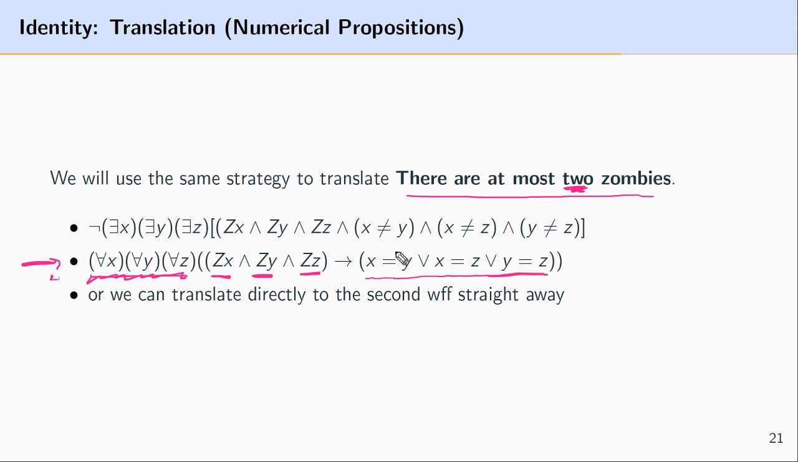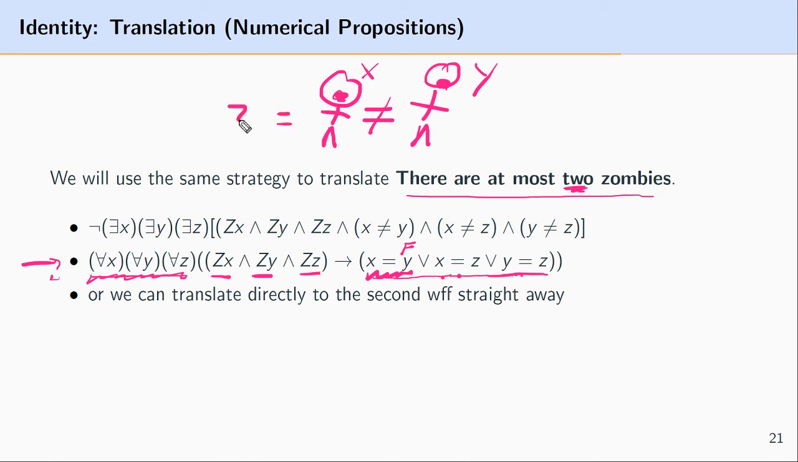But let's imagine, let's say this disjunct is false. So we can imagine a zombie here and a zombie here, and this one's picked out by X and this one's picked out by Y, and we'll say that they're not identical. So this disjunct is false. In order for the consequent to be true, we need one of these disjuncts to be true. Now they both can't be true, because if they were both true, then X would equal Z, and Y would equal Z, in which case it couldn't be the case that X and Y don't equal each other.